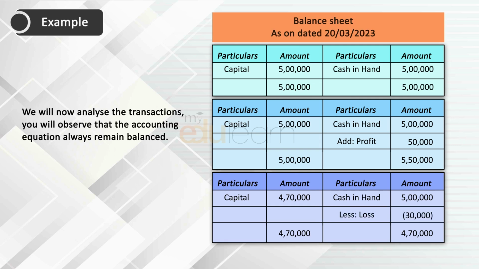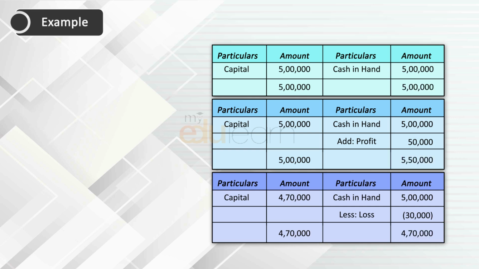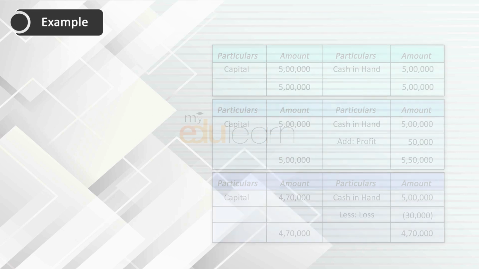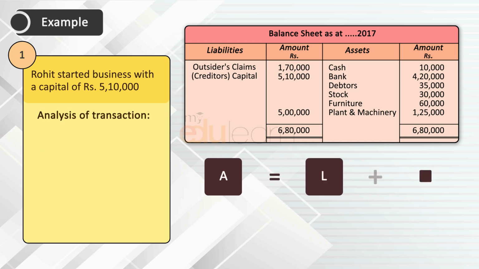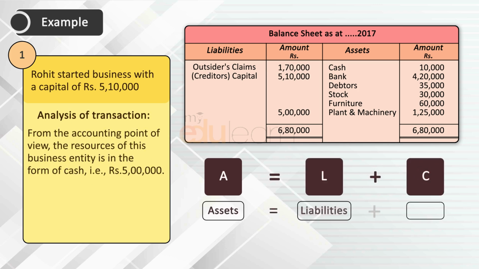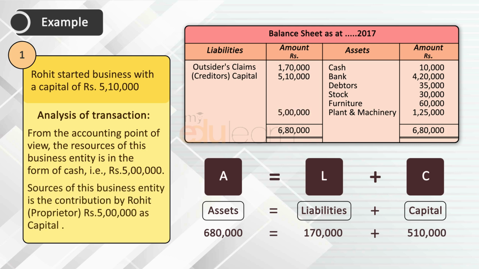We will now analyze the transactions. You will observe that the accounting equation always remains balanced. Let's take an example. 1. Rohit started business with a capital of rupees 5,00,000. Analysis of transaction: from the accounting point of view, the resources of this business entity are in the form of cash, that is, rupees 5 lakhs. The source of this business entity is the contribution by Rohit, proprietor, rupees 5 lakh as capital.